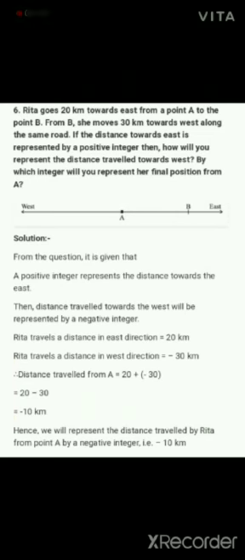When one positive and one negative integers are added, we take their difference and place the sign of bigger integer, and bigger integer is decided by ignoring the sign of both the integers. So, minus 10 kilometers. Hence, we will represent the distance travelled by Rita from point A by a negative integer, that is minus 10 kilometers.